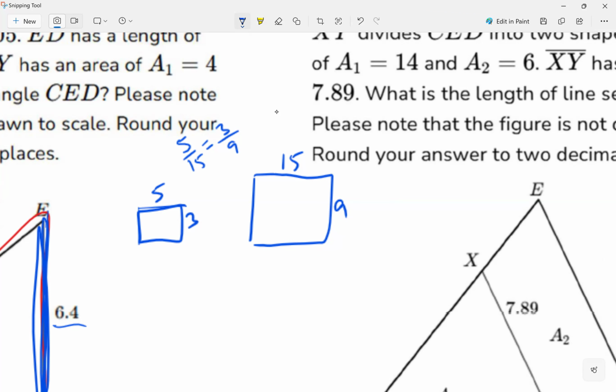On the small rectangle, 5 times 3, my area is 15. For my big rectangle, 15 times 9, my area is 135. So we're going to say, okay, here's my 15, my area of the small triangle. I'm going to multiply this by something, and it has to equal the big area. So again, I have the small area multiplied by something equals the big area.